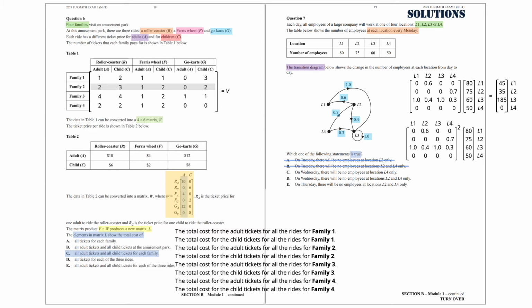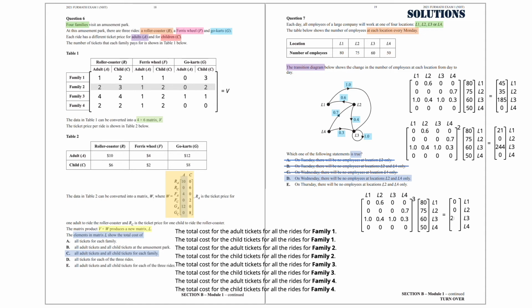Now we multiply the transition matrix squared by the number of employees at the 4 locations on Monday, and we obtain the number of employees at all the locations on Wednesday. We can cross out option C, and the answer is going to be option D. On Wednesday, there will be no employees at locations L2 and L4 only. We can also calculate the number of employees at the 4 locations on Thursday, and we can cross out option E as well.